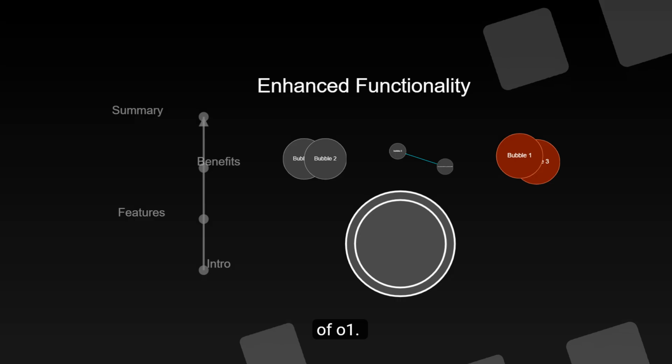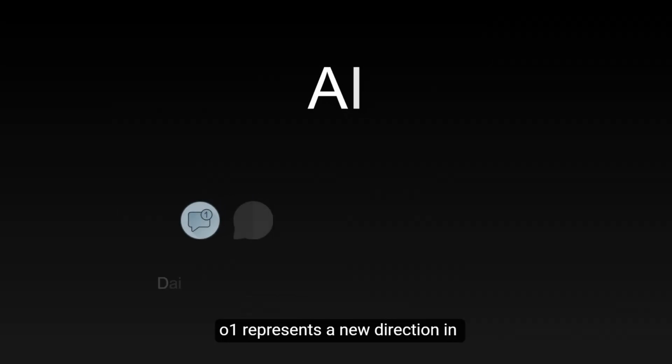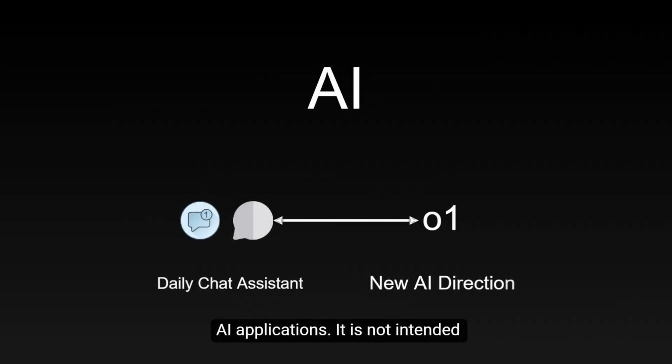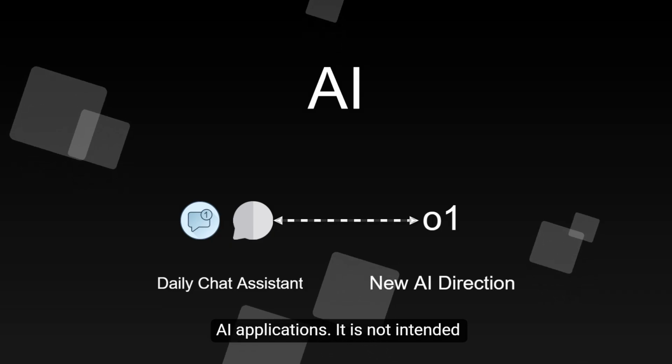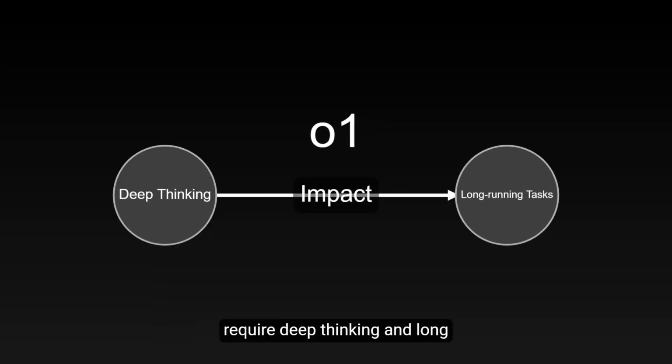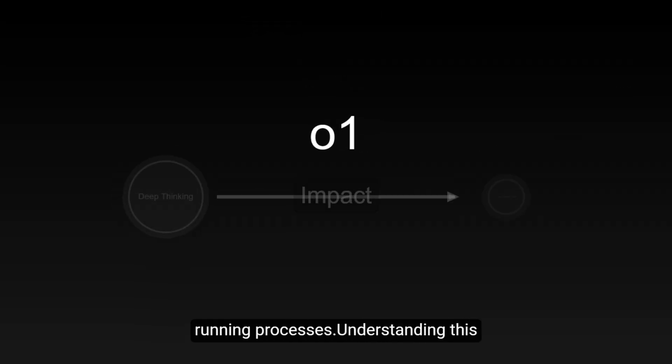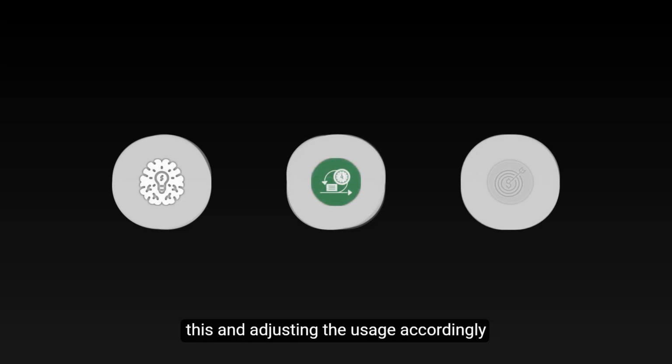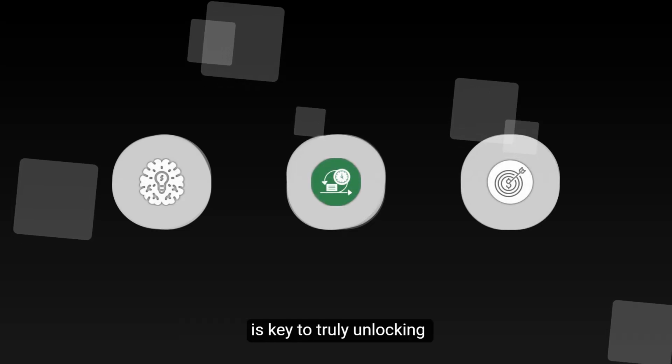Overall, O1 represents a new direction in AI applications. It is not intended to replace everyday chat assistants, but rather to handle tasks that require deep thinking and long-running processes. Understanding this and adjusting the usage accordingly is key to truly unlocking the value of O1.